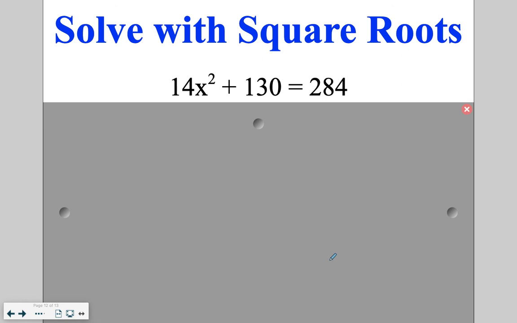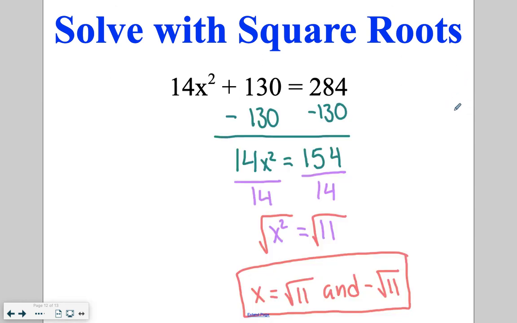Go ahead and try this one on your own. Subtracting 130, dividing by 14. Once again, you get 11. So your answers are square root of 11 and negative square root of 11.